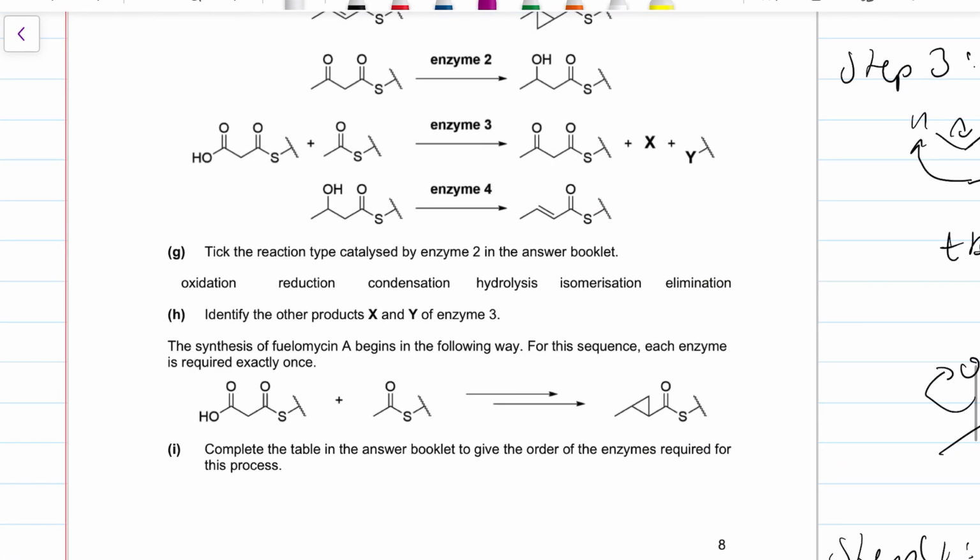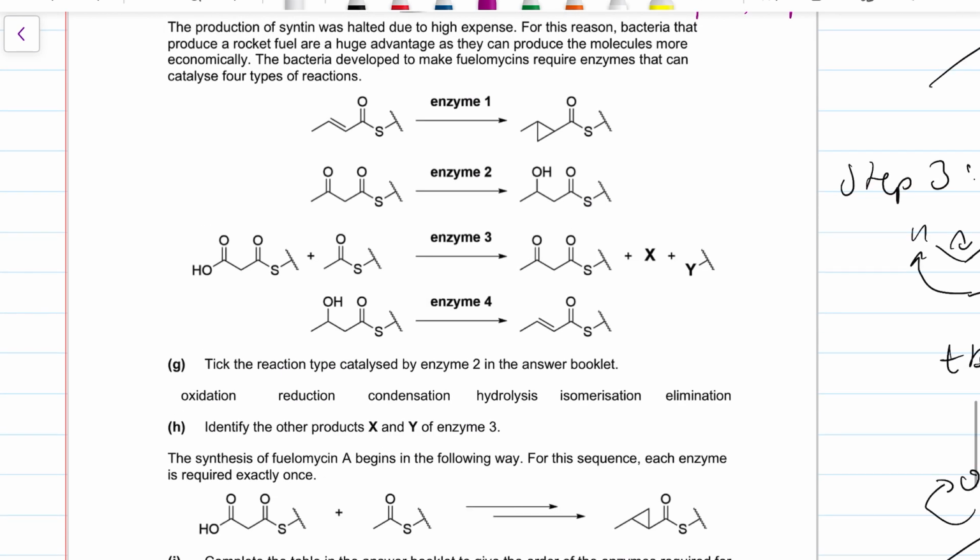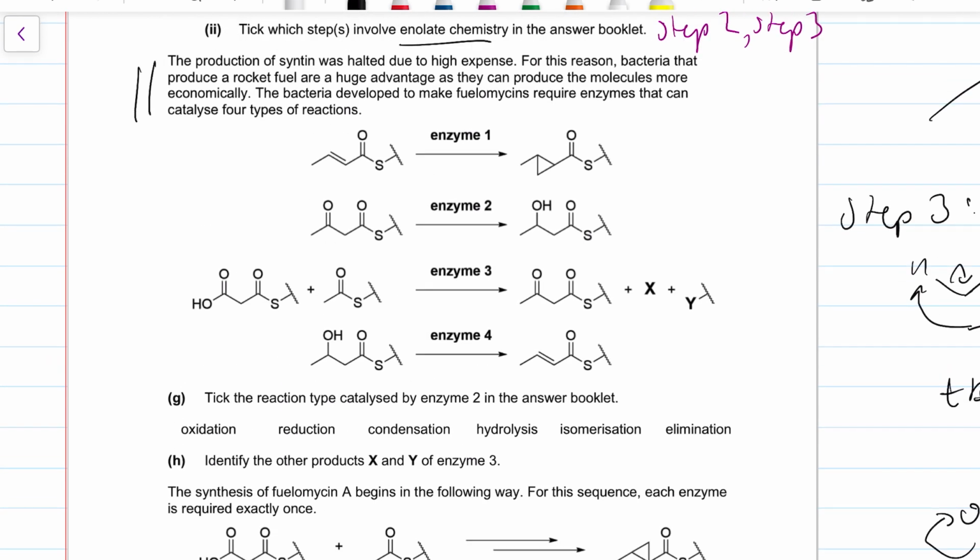Now, question G, tick the reaction type catalysed by enzyme 2 in the answer booklet. Again, I wouldn't recommend you read this because it's just a waste of time, and this exam is pretty time pressured. If you're interested, go back and read it after. So tick the reaction type catalysed by enzyme 2 in the answer booklet. Enzyme 2 will be doing this reaction here.